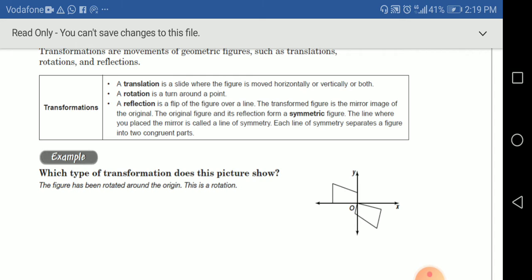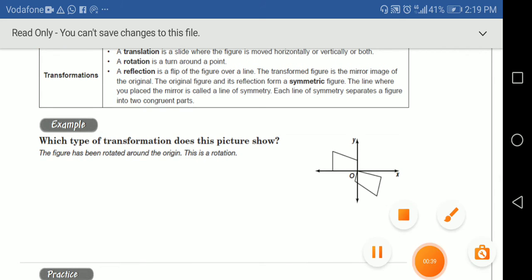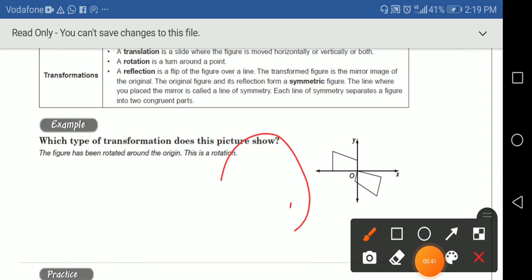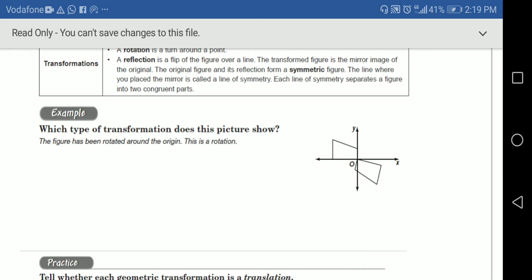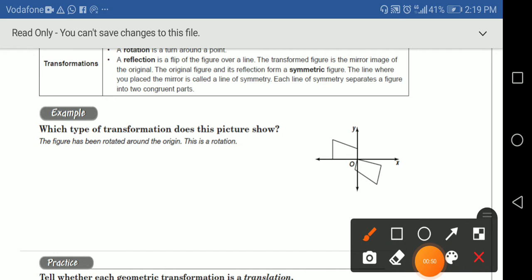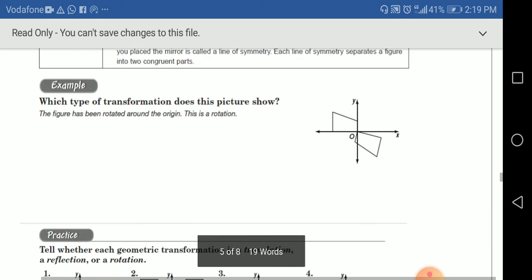So this is a translation. What about the rotation? The rotation means that the object is turned around a fixed point. What about a reflection? A reflection means that you're going to flip the figure over a line, and then the transformed figure is the mirror image of the original. So I have here the original figure and the reflection, a symmetric figure. Okay guys, remember this together.